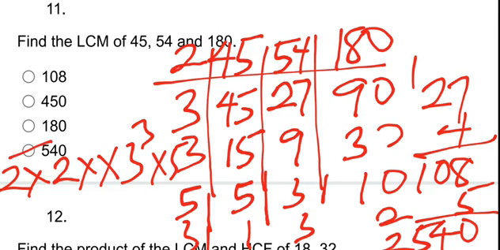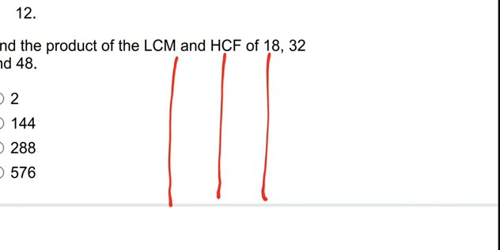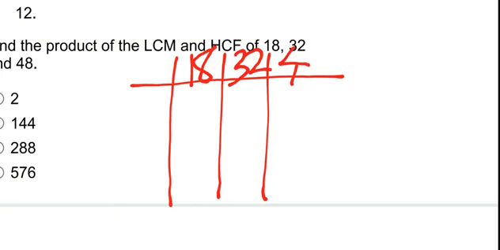So let's move to the next one. For number 12, the question asks us to find the product of the LCM and the HCF of 18, 32, and 48. We have three numbers, so let's have it this way. We have 18, we have 32, and we have 48. What I will advise in the case of this is this.